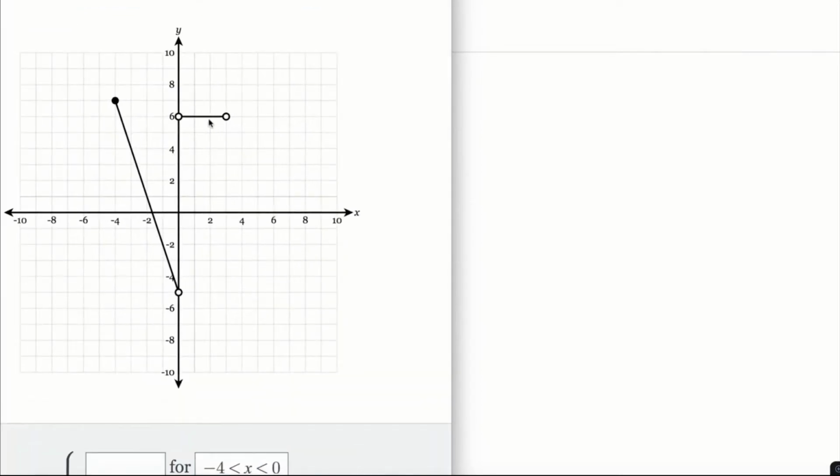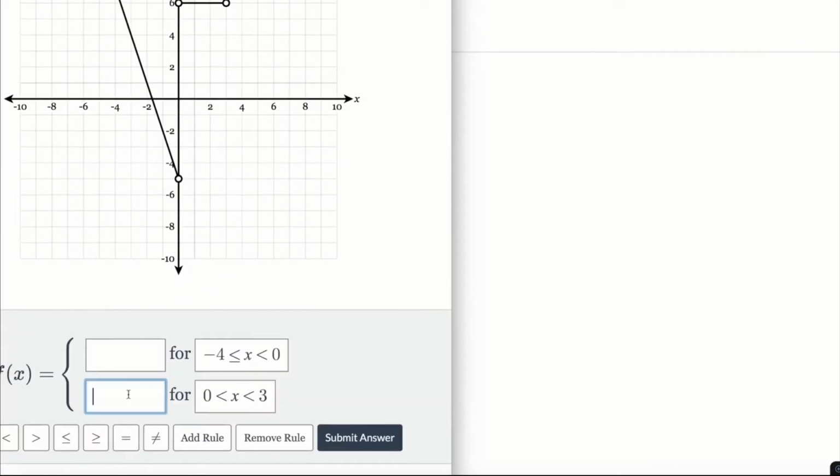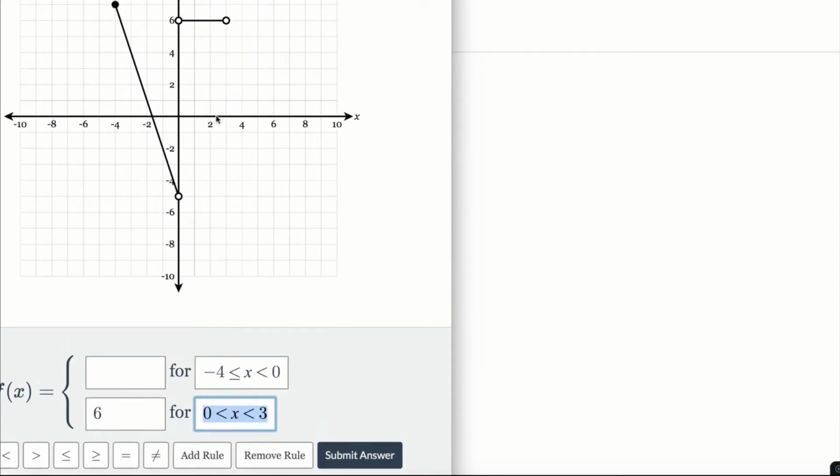So now we know the rules for each. Well, the flat line is the easiest one because the y value on this segment is always 6. So the rule is simply 6. f of 1 is 6. f of 2 is 6. f of anything in this interval would be 6, represented by this constant value.